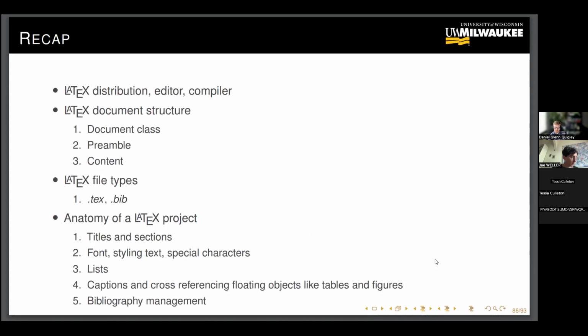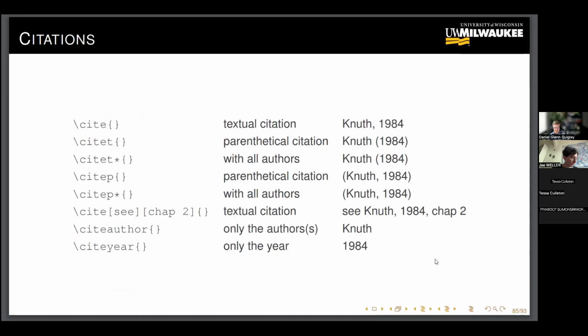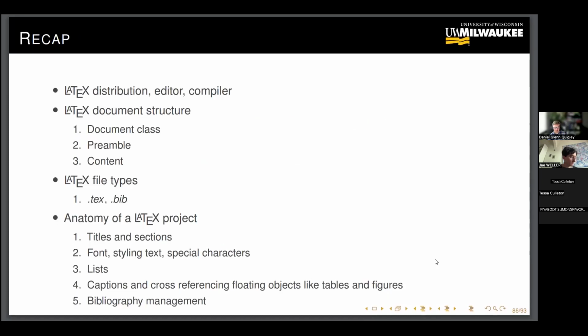Okay, so that's what I want to say about bibliographies. At the end of this presentation, the last slide is an example of what the actual cited page looks like. But the main parts that I wanted to talk about in this workshop were: what is a LaTeX distribution at all? What are the editor and compiler doing? What does the document structure look like? What is the anatomy of a text file? We have a document class, we have the preamble, and we have the content. The two important file types that I want you to be aware of right now are the .tex, where we do all our work, and the .bib, where we do our bibliography stuff.